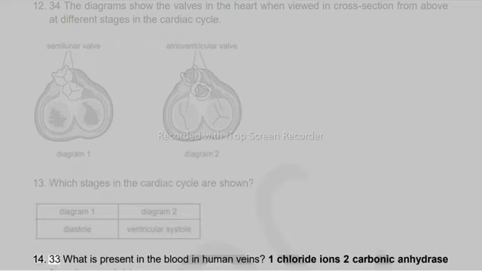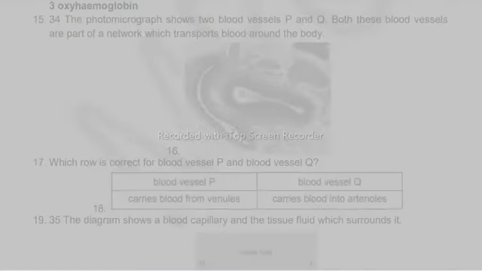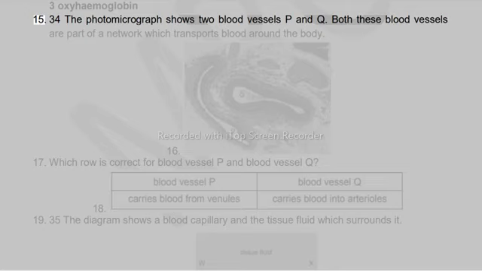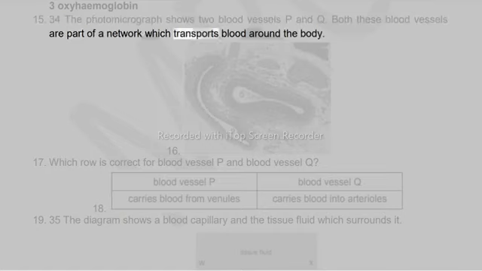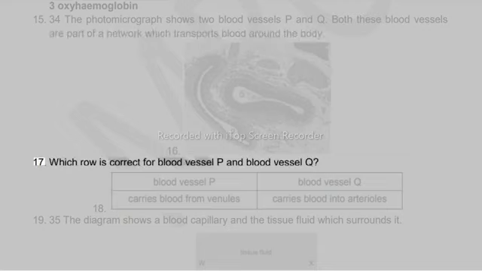14. What is present in the blood in human veins? 1 chloride ions, 2 carbonic anhydrase, 3 oxyhemoglobin. 15. The photomicrograph shows 2 blood vessels P and Q. Both these blood vessels are part of a network which transports blood around the body. 16. Which row is correct for blood vessel P and blood vessel Q?